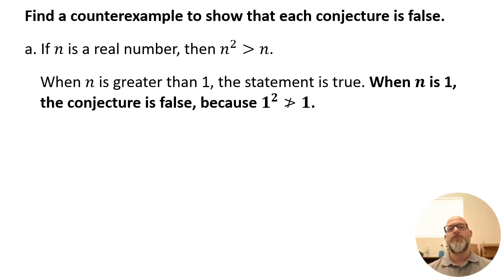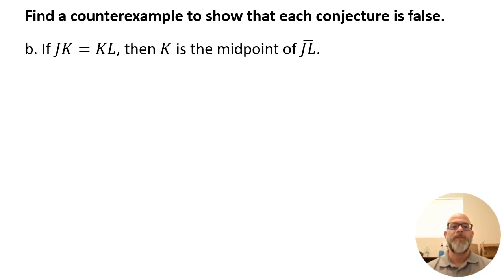Right? If I choose the number 3, 3 squared is clearly bigger than 3. But if I choose 1, wow, 1 equals 1, so 1 squared can't be greater than 1. One counterexample to disprove. How about this one?